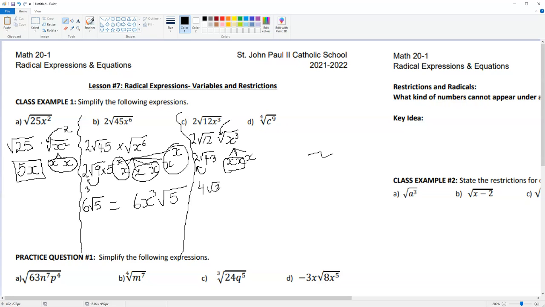So my final answer is going to be 4x root 3, and then this x is still underneath the square root because I wasn't able to pull it out because there wasn't enough x's. There was only 3, so I was only able to take out 2 of them.